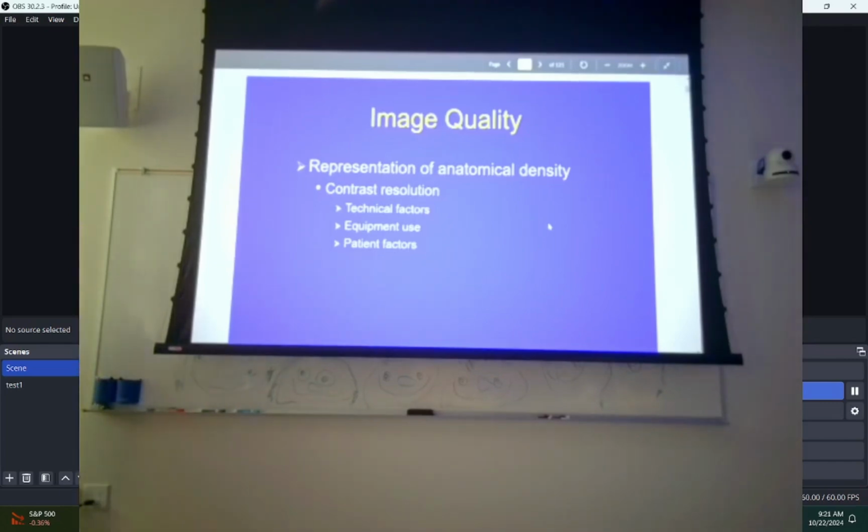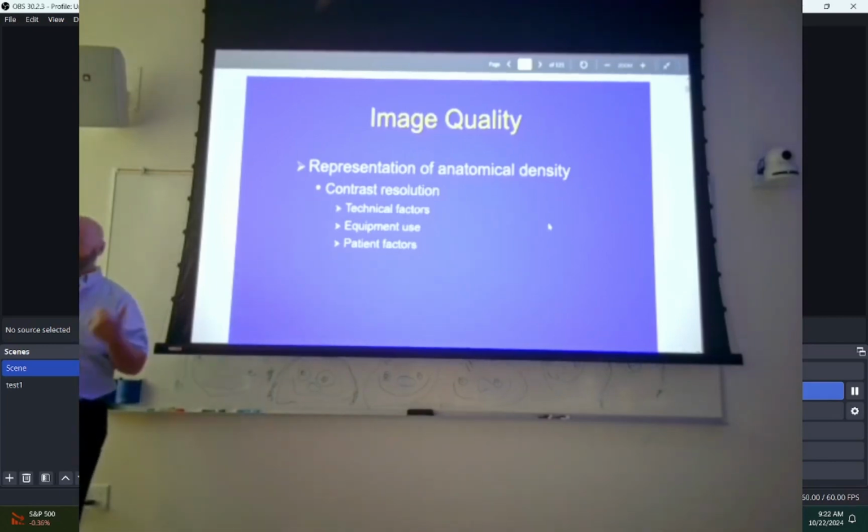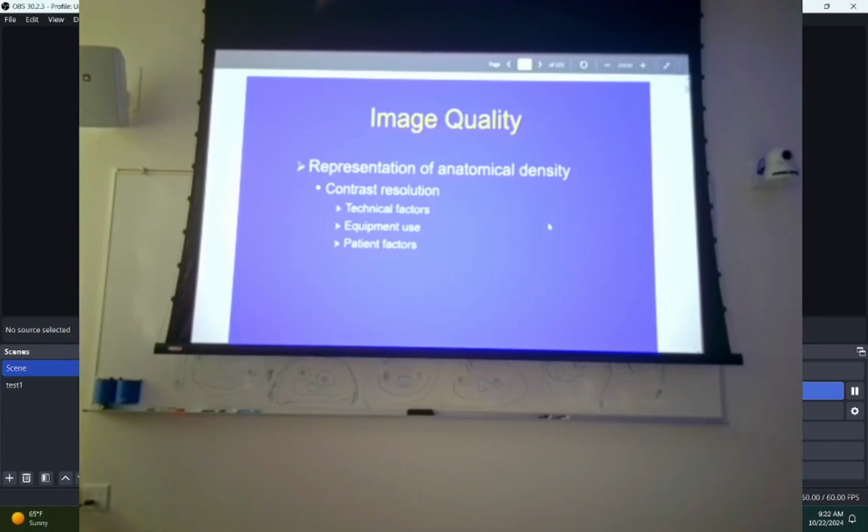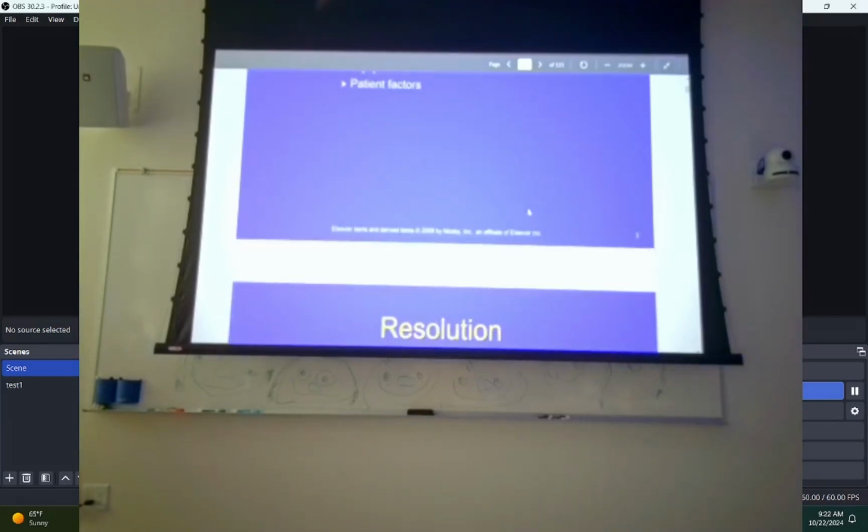Then our patient factors, certainly. What's going on with the patient? Are they full of fluid? Are they normally full of fluid? How much soft tissue do they have? What disease processes might they have? Things like osteoporosis and all that. So we'll talk more about that as we go through.